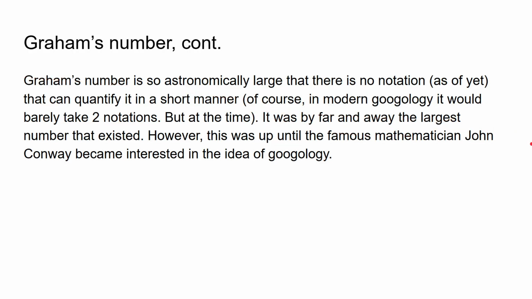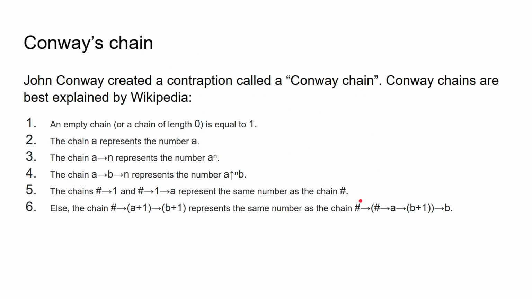Graham's number was by far and away the largest number that ever existed. However, it's no longer. So yeah, that was just a recap. Conway chains. I honestly just used Wikipedia because I didn't fully know myself until I made these slides. So an empty chain, so just no numbers in a chain, is equal to 1. The chain A represents the number A.